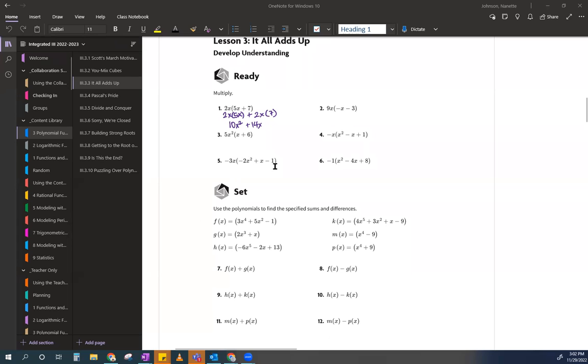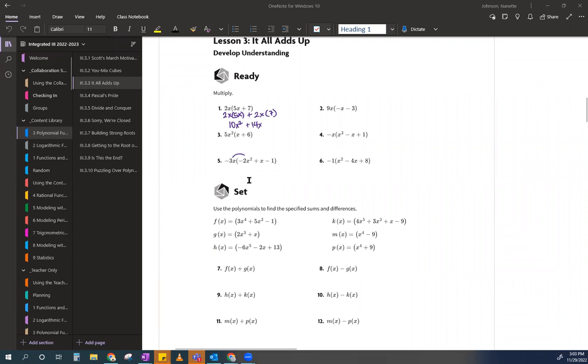Okay, so same thing goes with number 5. You're just going to distribute out again. And sometimes, I don't know if you guys remember this little action that your teacher may or may not have done, but it's kind of like reminding you, I need to multiply negative 3x by negative 2x squared, then by x, and then by negative x.